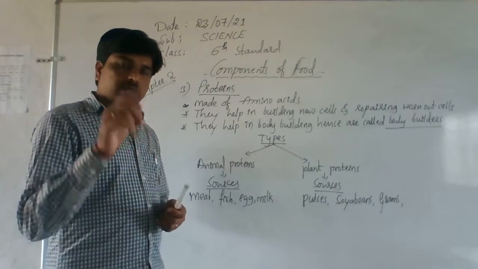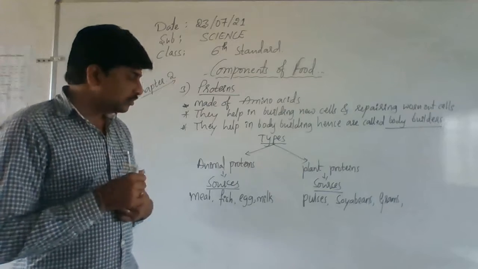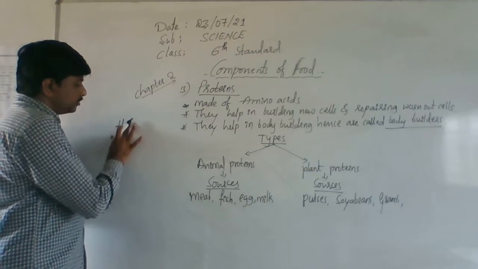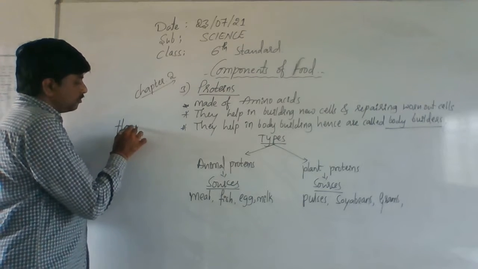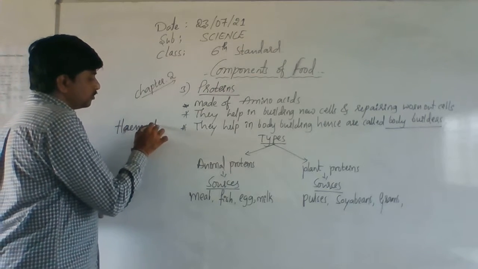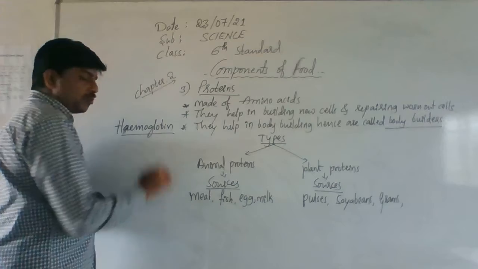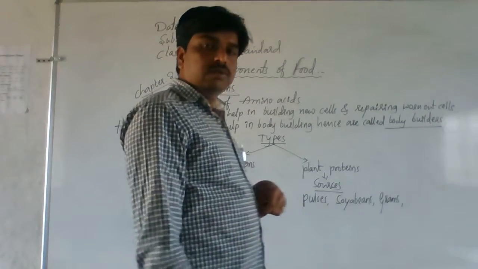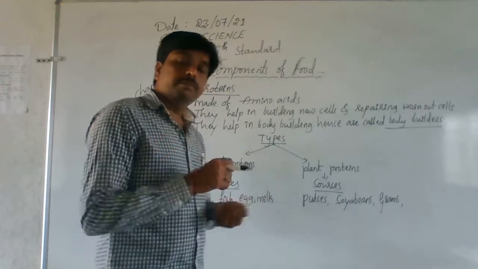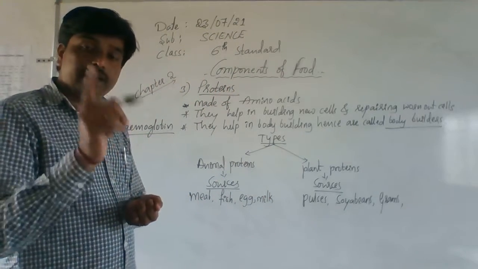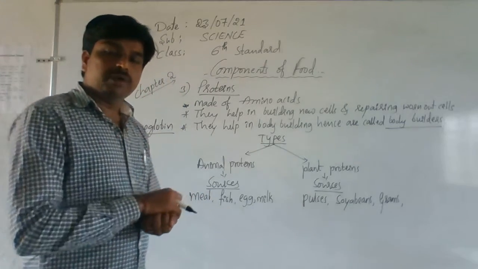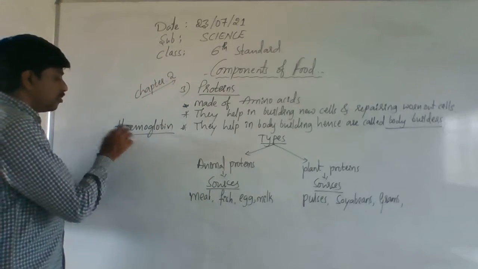Understand students? Let's see one example. I think you might have heard the word hemoglobin. What is it? Hemoglobin. It is also a protein. Where is it present, you know? It is present in our blood. Your blood, red color blood. Your body has blood. Yes or no? So that blood contains a protein that is hemoglobin.